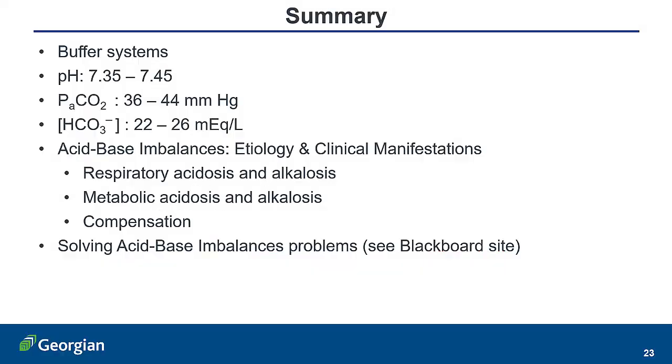Besides the summary that you just saw, in this particular lesson, we went through the various buffer systems. So please remember, in terms of problem solving, you have to memorize these values for arterial pH, PaCO2, as well as bicarbonate concentration. We went through the various acid-base imbalances in terms of the etiology and clinical manifestations, specifically respiratory acidosis and alkalosis, metabolic acidosis and alkalosis, and we also discussed the compensation for these specific acid-base imbalances.